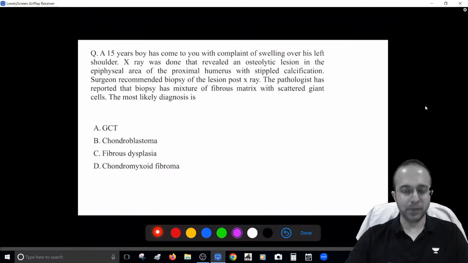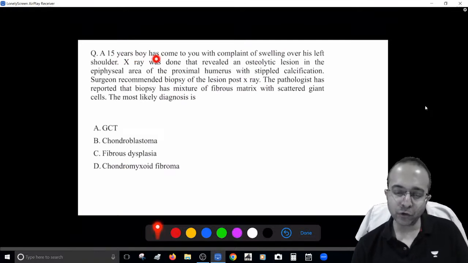I'll give you an example. 15 years old boy has come to you with a complaint over his left shoulder. The X-ray says this is an osteolytic lesion in the epiphyseal area of the proximal humerus and there is stipple calcification. Surgeon has recommended a biopsy of the lesion. The pathology says biopsy में fibrous matrix and some giant cells. So most likely diagnosis in this particular case.